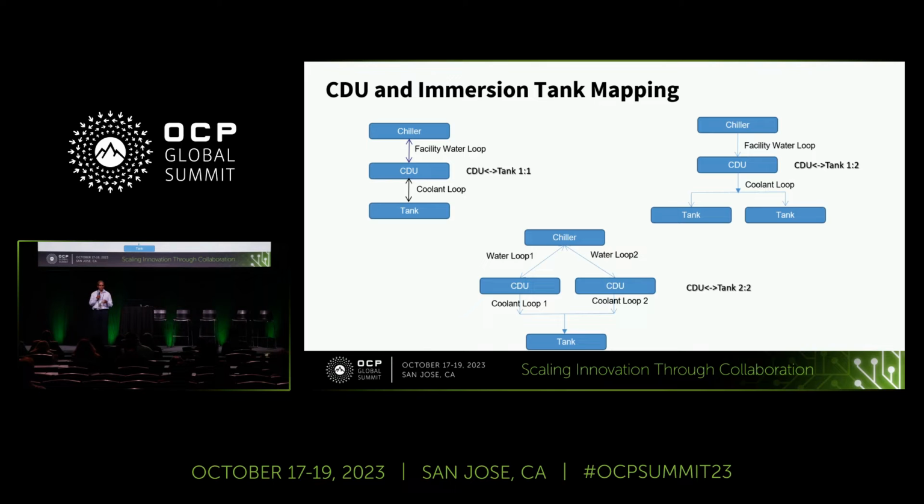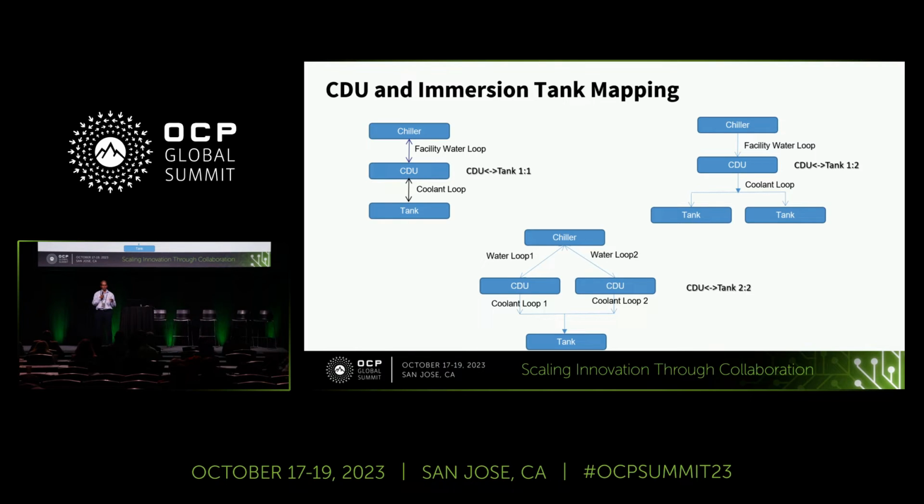So you could have the simplest implementation where you have a facility cooling loop, one CDU, and a tank, right? Easy. It's a 1:1 mapping between the CDU and the tank. Like I said, the CDU might have a single pump, or typically they have multiple pumps because they don't want a single point of failure. But they could also have solutions where a single CDU supports multiple tanks.